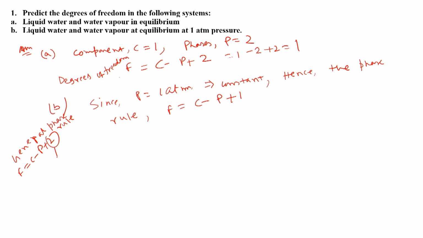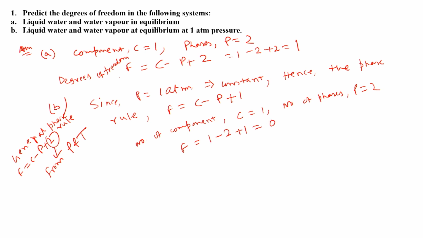And this plus 2 term comes from pressure and temperature. So since pressure is constant, this plus 2 becomes now plus 1. And how many components? Liquid water and water vapor, the number of components C is 1, and the number of phases P is 2. So F is 1 minus 2 plus 1, so we get 0. So there is no degree of freedom here.